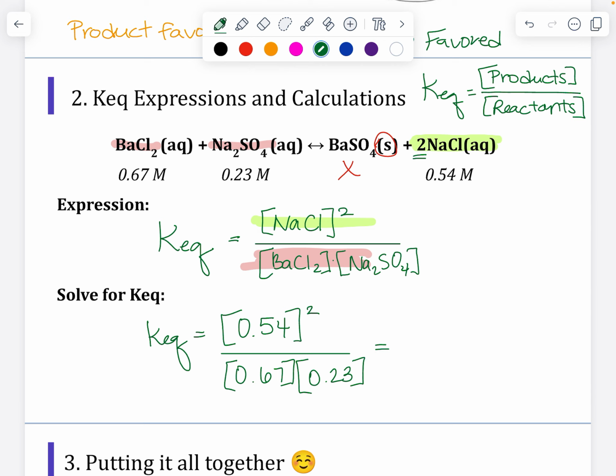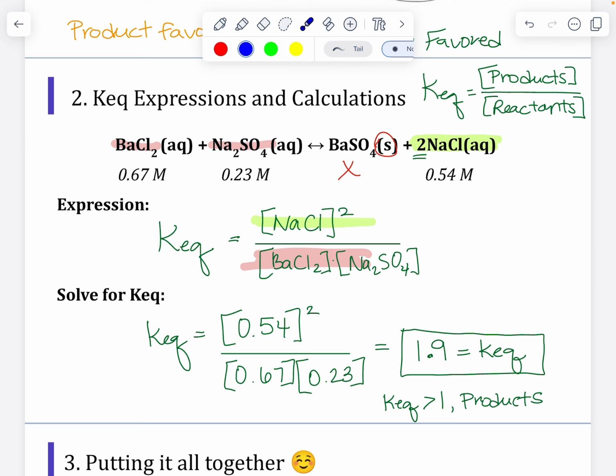Make sure you know how to do that in your calculator. We are going to divide by 0.67 and by 0.23. And because each of those had 2 sig figs, we're going to have an answer with 2 sig figs. I got 1.9 is my KEQ. It doesn't ask us for this, but what's favored? Because this KEQ is greater than 1, that means that my products are favored. So my products are favored because the concentration in the numerator was greater than the concentration down here.